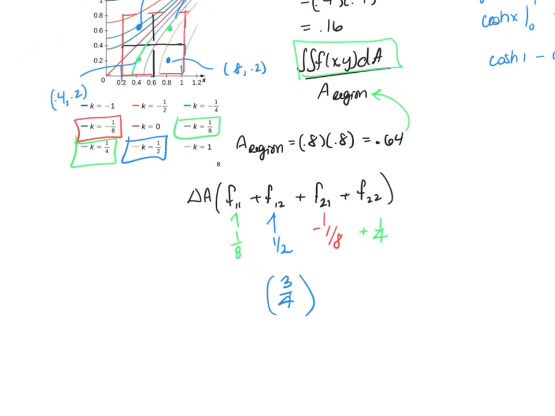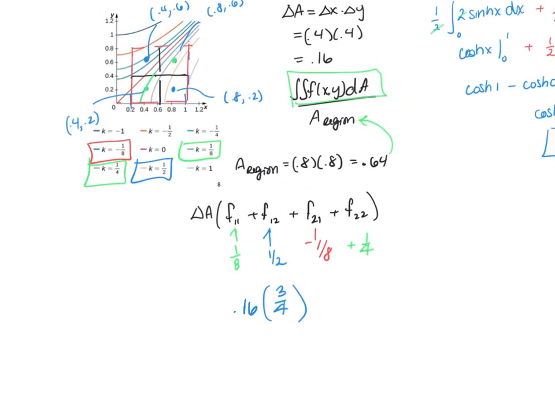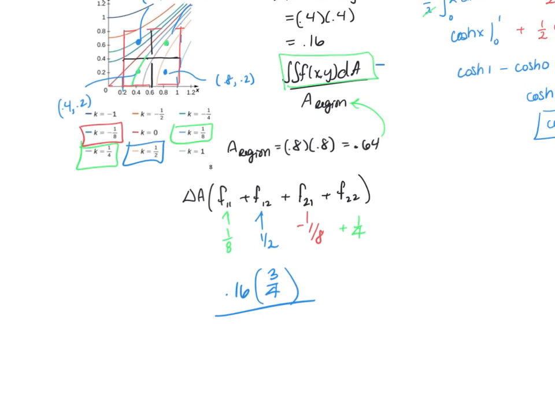My delta A is going to be 0.16. So I found what this is. This is equal to 0.16, my delta A, and then multiplied by 3/4. Then I'm going to divide by my region, which is 0.64. And so my final answer is going to be 0.16 multiplied by 0.75, and then divided by 0.64, which gives me 0.1875. So that is the average on this level curve.